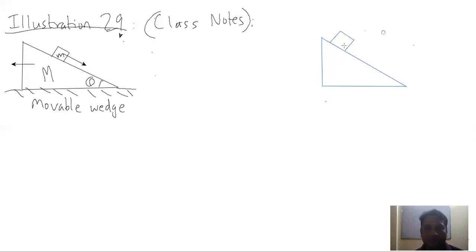Now, because of this push of mass small m, what will happen? This wedge will move in the backward direction. Let me show the new diagram of the wedge in red color. This is the new diagram of the wedge in red color, and the block has moved in the downward direction. Let me show the block motion in the downward direction.